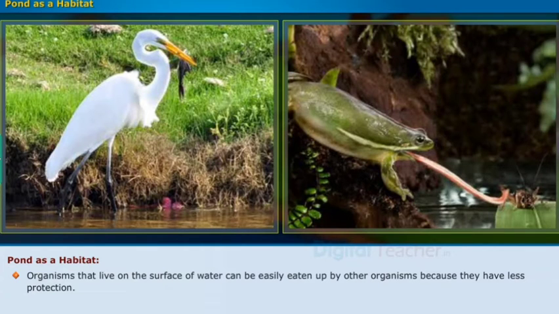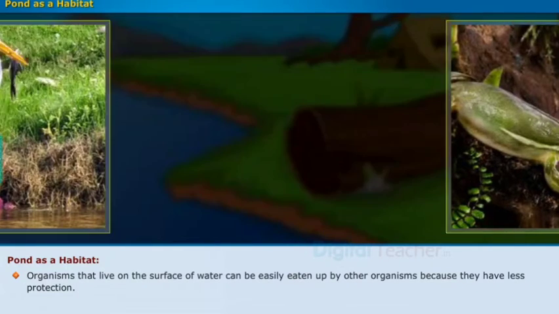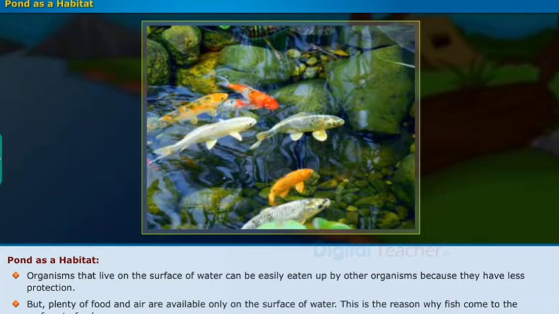Organisms that live on the surface of water can be easily eaten up by other organisms because they have less protection. But plenty of food and air are available only on the surface of water. This is the reason why fish come to the surface to feed.